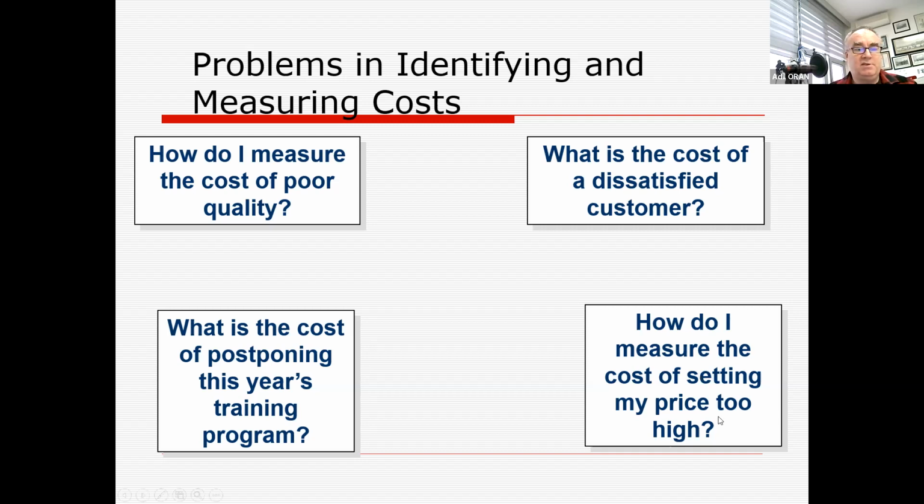How do I measure the cost of setting my price too high? Lost sales, lost customers, right? So when you set your price at a higher level, if you're still able to sell, okay, you are making additional revenue and probably resulting in higher profits as well. But at the higher prices, as we learned from Economics 101, we tend to sell less. So how much is the reduction in sales?